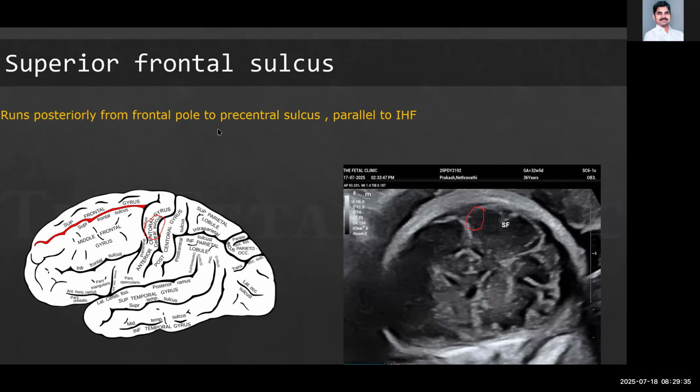Superior frontal sulcus. The superior frontal sulcus runs posteriorly from the frontal lobe to the precentral sulcus, and it runs parallel to the interhemispheric fissure. Here, the superior frontal sulcus is seen running parallel to the interhemispheric fissure in the coronal view.